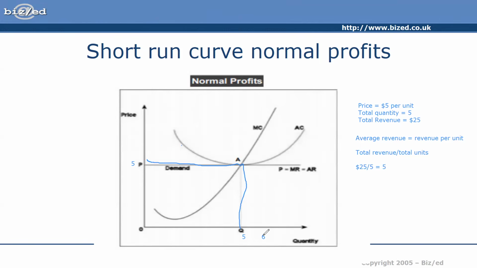Let's look at marginal revenue now. Let's look at 6. If we have produced 6 units, what would be my total revenue? My total revenue would be 30, right? What is the marginal revenue from moving from 5 to 6? From 5 units the revenue was $25, and at 6 units the revenue is $30. What is the marginal revenue? $5. So you see, my marginal revenue is equal to my average revenue.